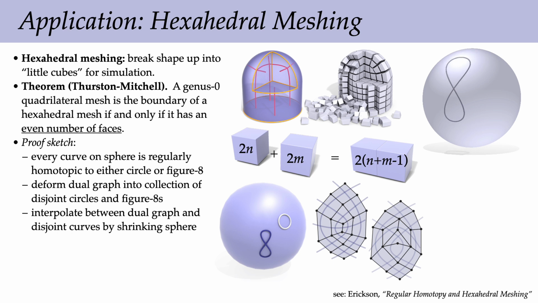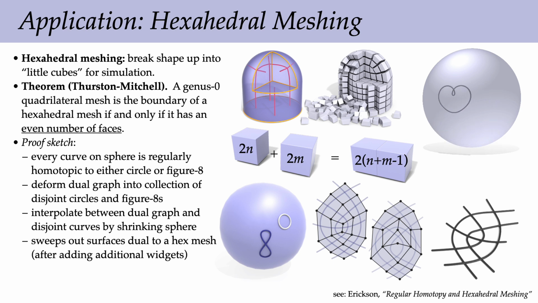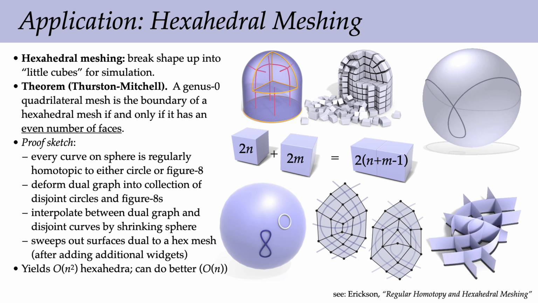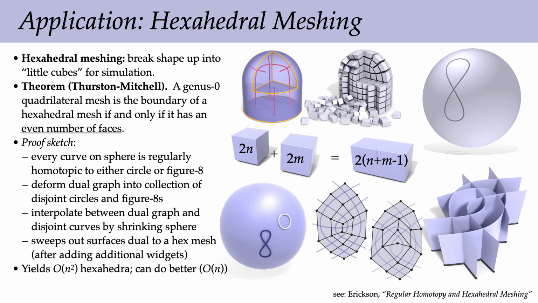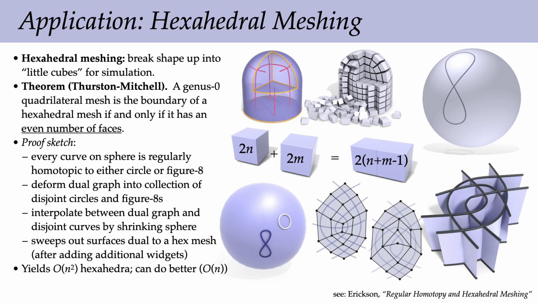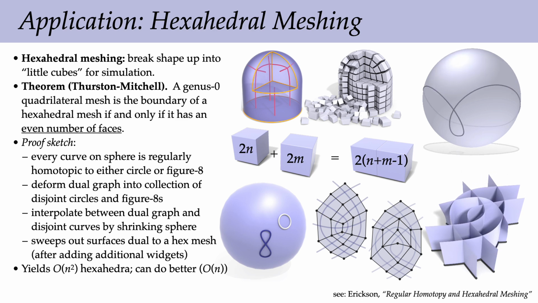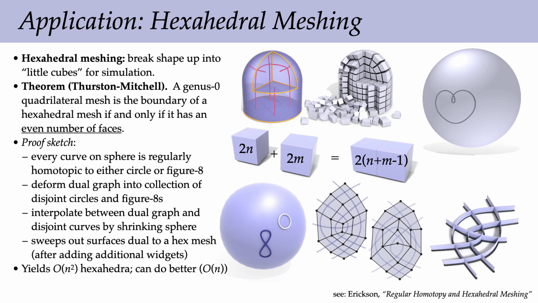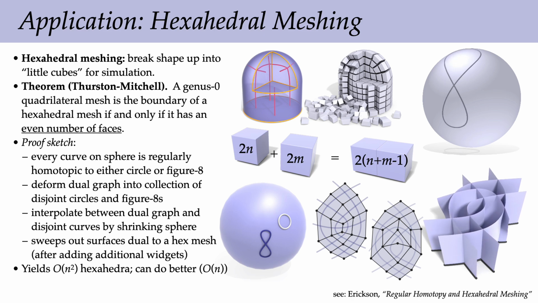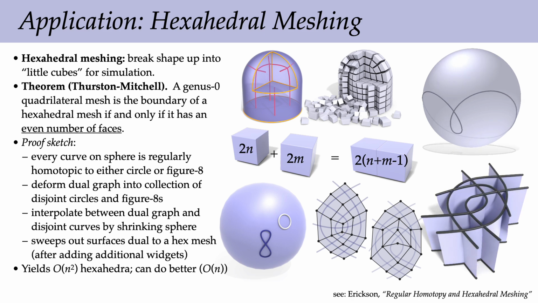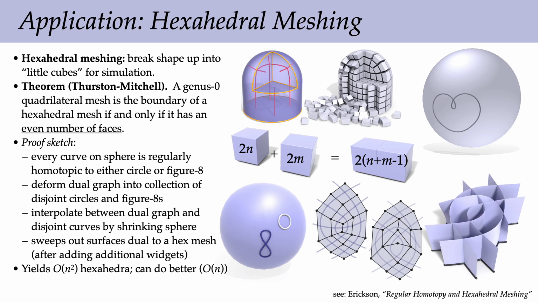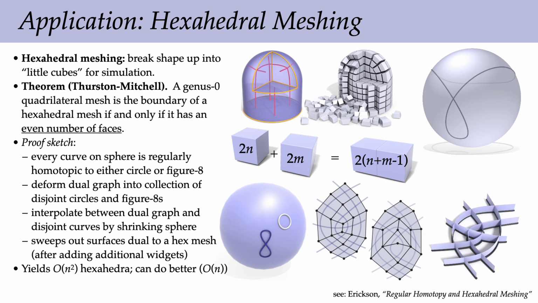To get my volumetric mesh, what I can do is sweep out this homotopy between these two different curve networks, and these surfaces that I sweep out are going to be dual in a similar sense to my hexahedral elements, or at least after I do just a little bit more work. So I sweep out these surfaces under this regular homotopy. I maybe cap off the ends.